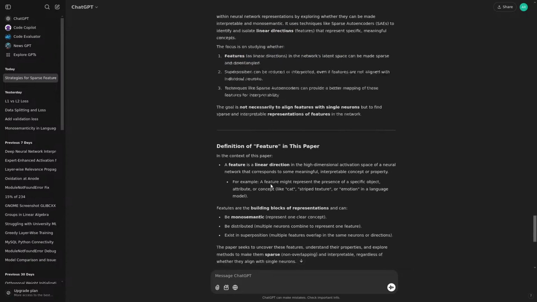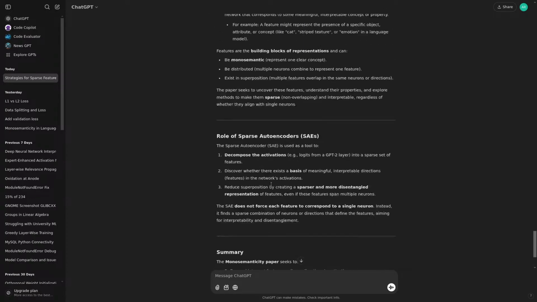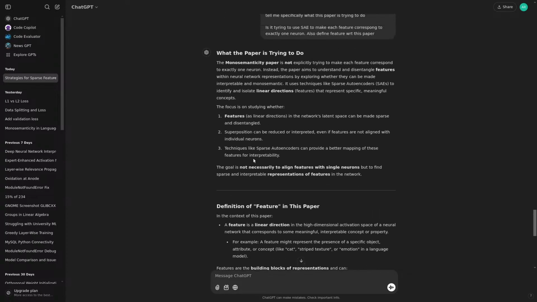Features in the network latent space can be made sparse or disentangled. Superposition can be reduced or interpreted even if the features are not aligned with individual neurons. Techniques like SAEs can provide better mapping.